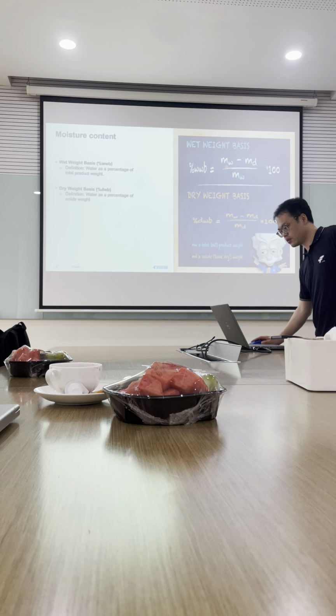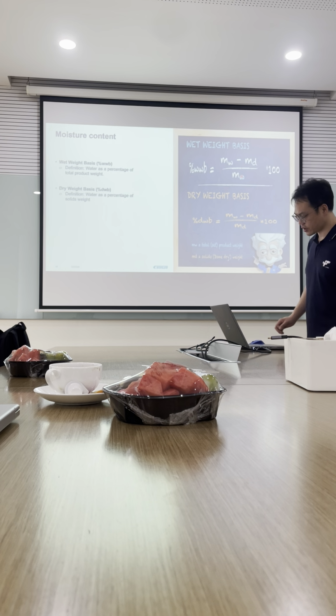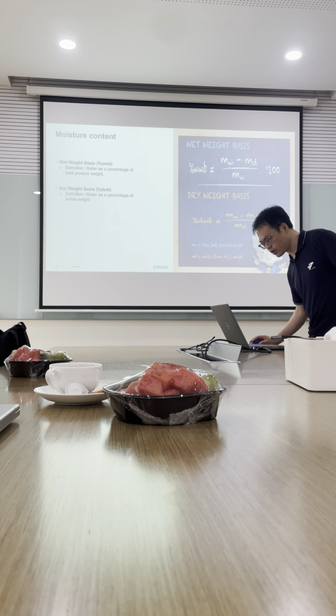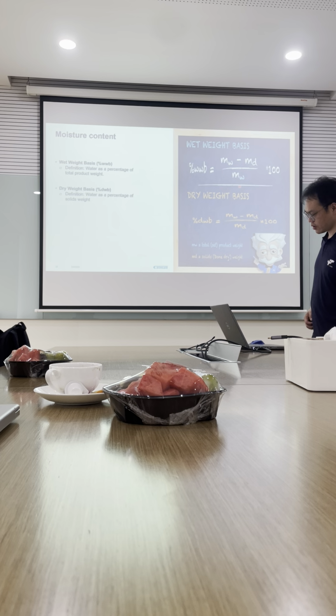This is the water and the solids. This is the total mass. So this is the total, and this is the solid mass. So we usually use the wet weight basis to calculate the moisture in and out.